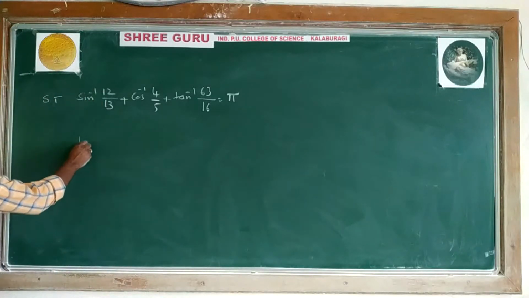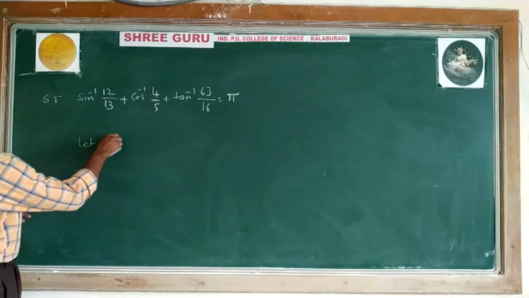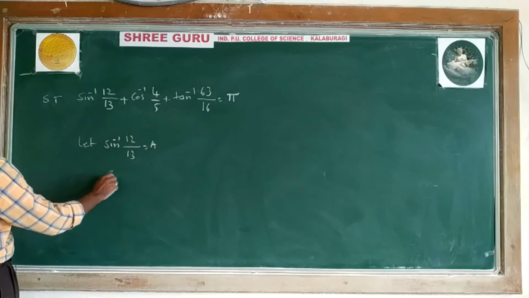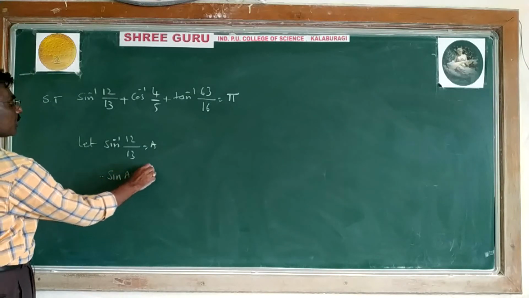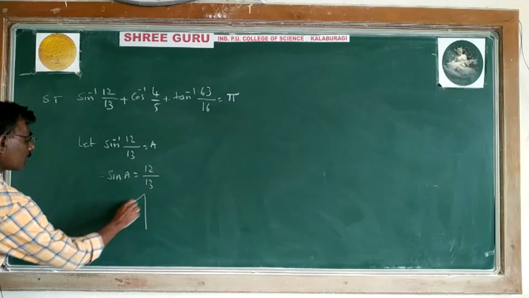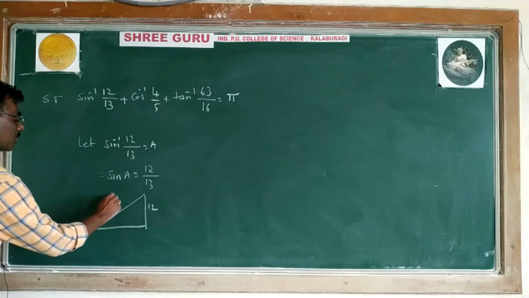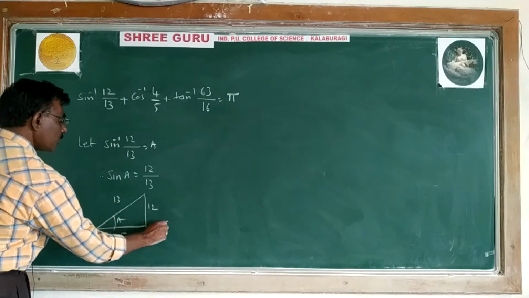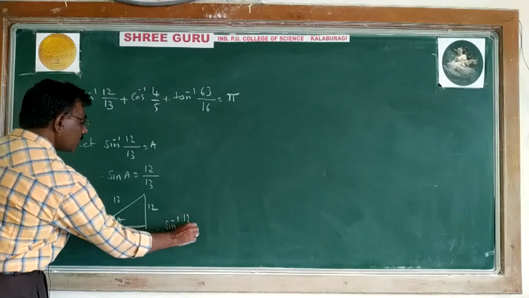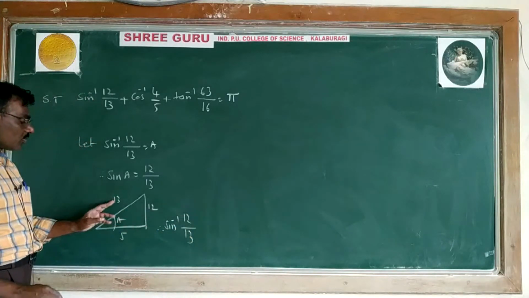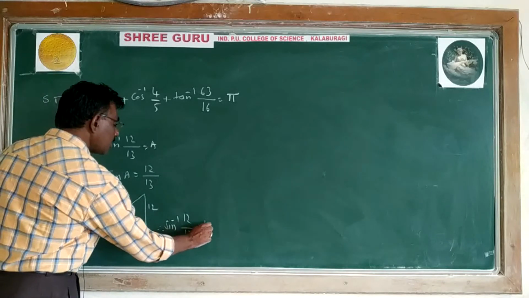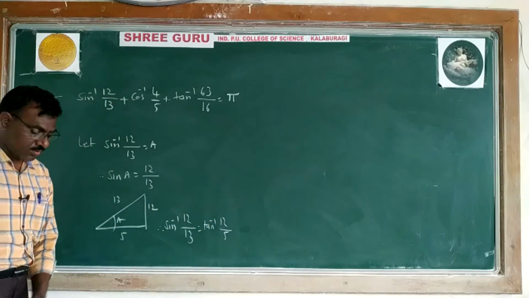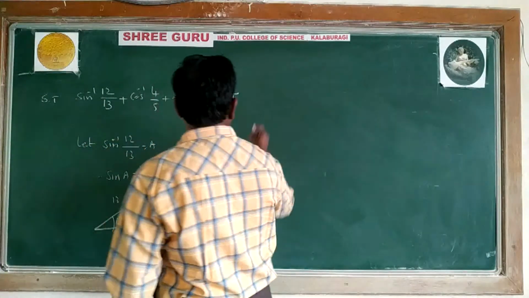Now let sin inverse of 12 by 13 equal A. Therefore, sin A is 12 by 13. This is 12, 13 and what? 5. Therefore, sin inverse of 12 by 13 equals tan inverse of 12 by 5. Now that is finished. And next, what is it?